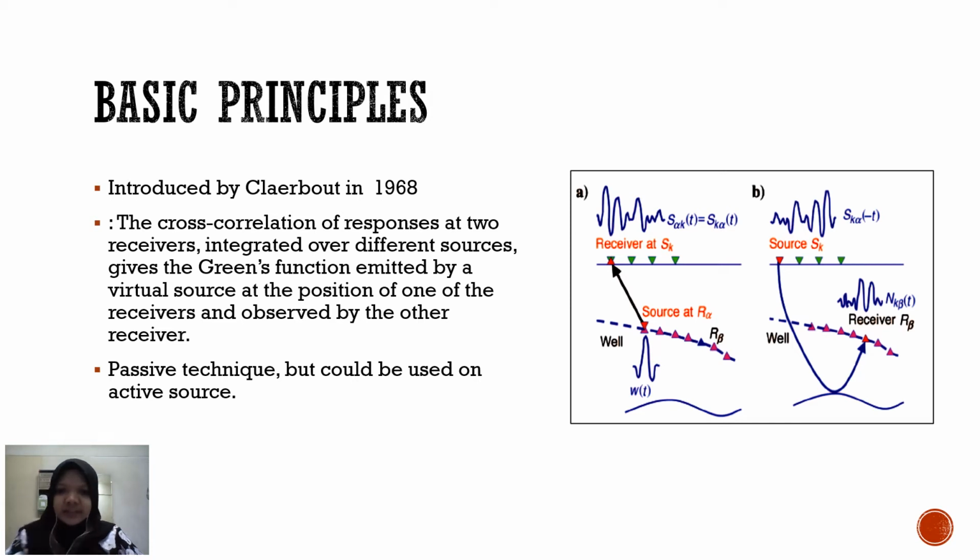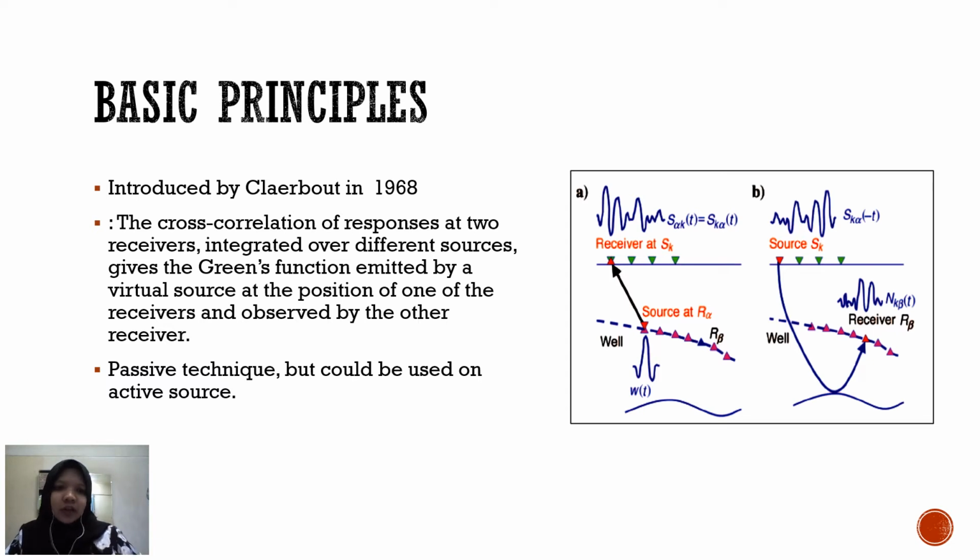The very basic principle of seismic interferometry is the cross-correlation of responses at two receivers or different locations, integrated over different sources, given the Green's function emitted by the virtual source at the position of one of the receivers and observed at the other receiver. The responses are not physically sent into the earth, but they are convolved with each other. The effect is essentially the same: we time-reverse the signal first and create a virtual source which radiates waves into the medium that are subsequently recorded by the receiver.